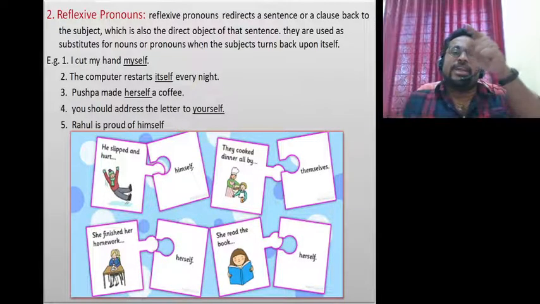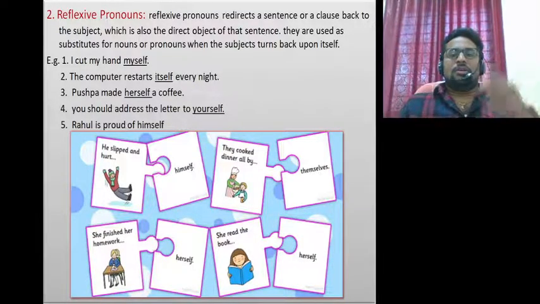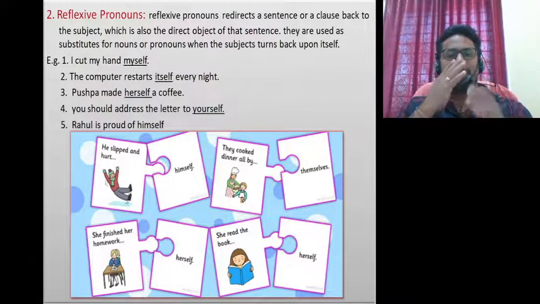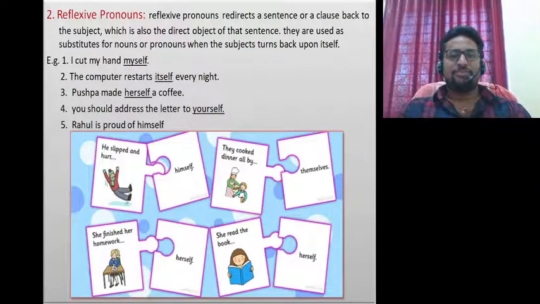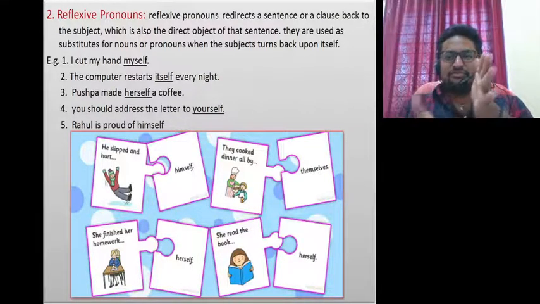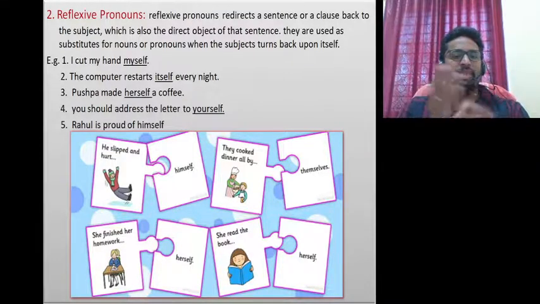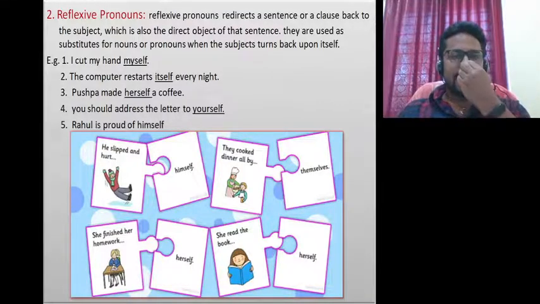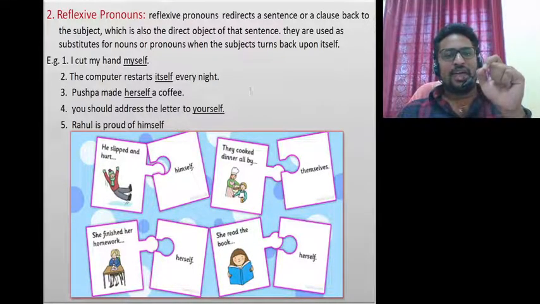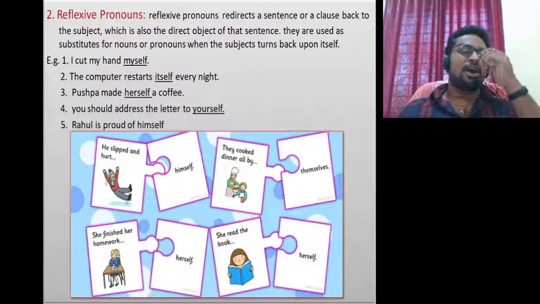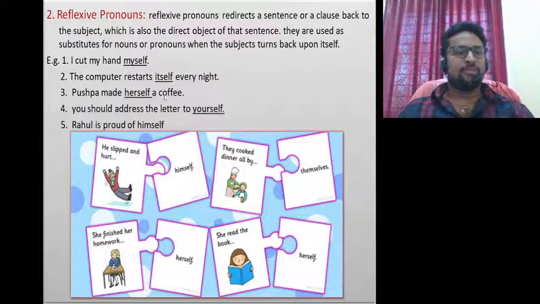The reflexive pronoun redirects the sentence or clause back to the subject. Whatever the action, whatever the activity it performs, that action reflects back onto the sentence, onto the clause, onto the subject. Whatever the action performed by the subject, that action is going to reflect back onto the subject again. That's why we call them a reflexive pronoun. By reading examples, you come to know very well what a reflexive pronoun is.